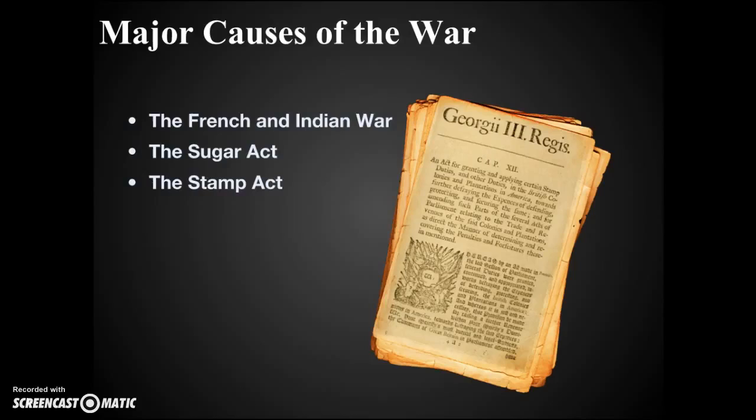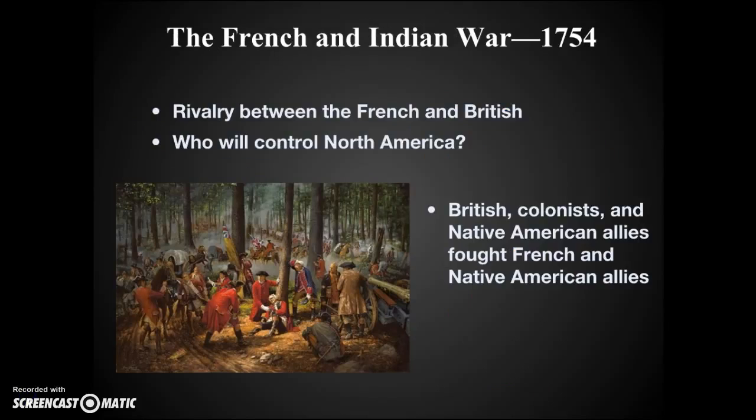The Revolution wasn't an impulsive act that just happened overnight. There are multiple historical events leading up to the fighting of the Revolution. The major causes in chronological order are the French and Indian War, the Sugar Act, and the Stamp Act. Two European nations, France and Great Britain, were fighting over who got custody and control of North America.